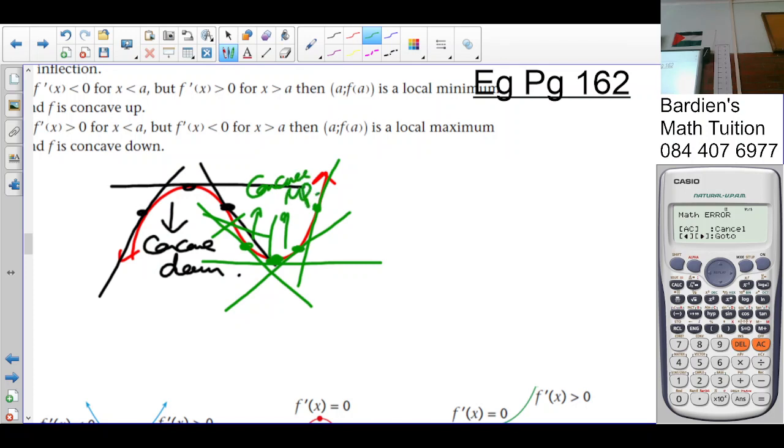concave up. So if the graph is below the tangent, we say that is concave down. So make that note. Okay, then we're going to read now what the explanation is. There's more than one way of explaining that. Concave up and down.